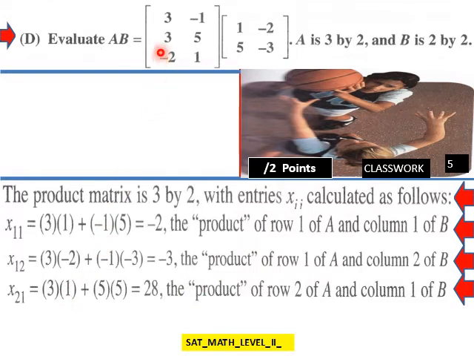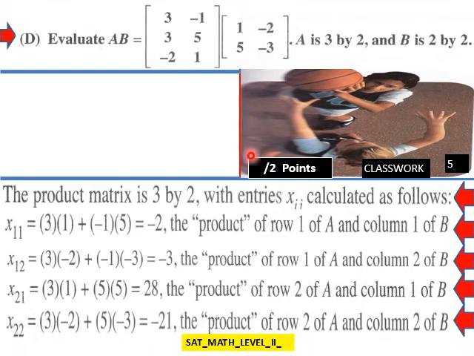And then we go to x21. So now we're going to go row 2 times column 1. So we go 3 times 1 plus 5 times 5. This comes out to be 28. So the product of row 2 of A and column 1 of B is 28. 3 times 1 and then 5 times 5. And then we're going to go over here: 3 times negative 2 and then 5 times negative 3. And that's negative 21.